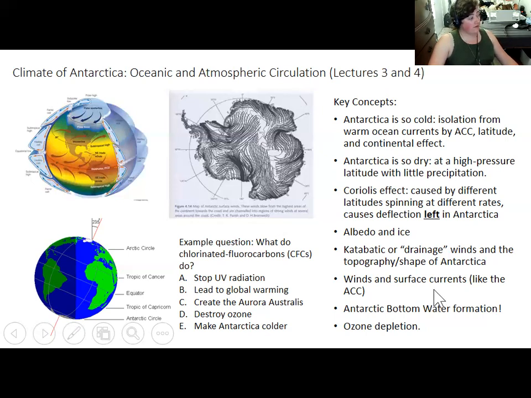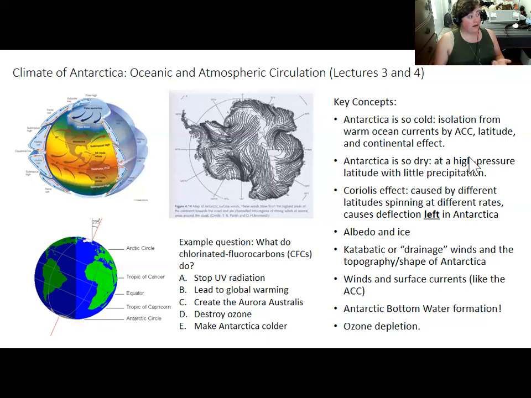And indeed, the answer is D. Chlorinated fluorocarbons do relate to ultraviolet light in that they destroy ozone, and ozone plays a role in stopping as much ultraviolet radiation from reaching the Earth as would otherwise. But CFCs are destroying the ozone.